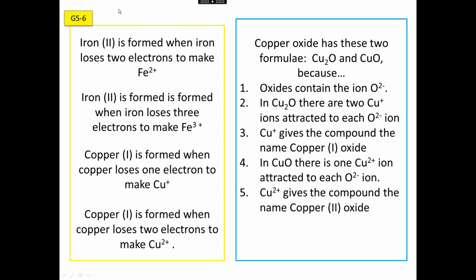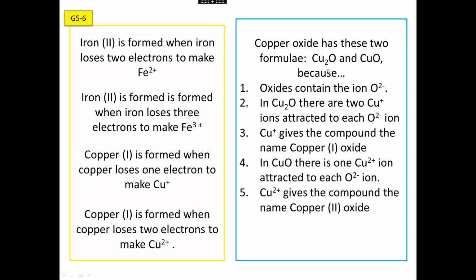Yellow, using our understanding to explain the situation in more detail. Iron(II) is formed when iron atoms lose 2 electrons to make Fe2+. Iron(III), that should say, typo, is formed when iron loses 3 electrons to make Fe3+. Copper(I) is formed when copper loses 1 electron to make Cu+, and copper(II), that should say, another typo, is formed when copper loses 2 electrons to make Cu2+.